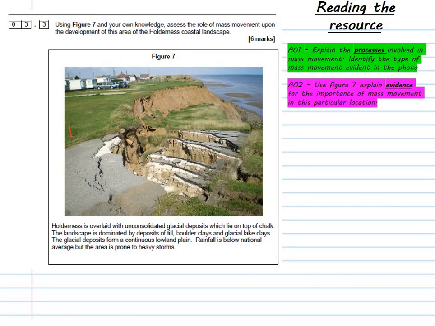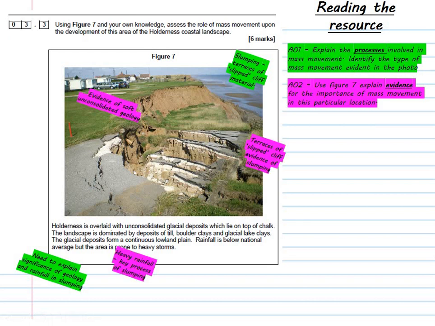So let's have a look at the figure itself. The figure itself shows slumping, so already this would be part of my AO1 answer, that I can see slumping occurring here, where the terraces or slabs of cliff have slipped and rotated, slumped from the cliff face itself. The text underneath the picture talks about geology, it talks about rainfall and the importance of rainfall, so hopefully by explaining those within my answer I do my best to pick up my 2 AO1 marks.